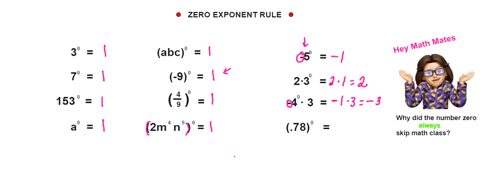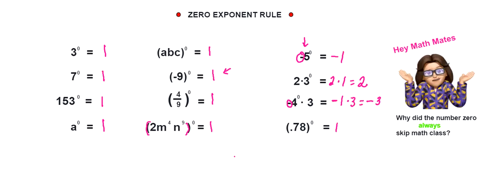Now we've got a decimal raised to the 0. Again, it doesn't matter. If it's raised to the 0, the answer is 1. How did we do, you guys? Everybody doing okay? All right, let's take a look at Emoji Betsy.